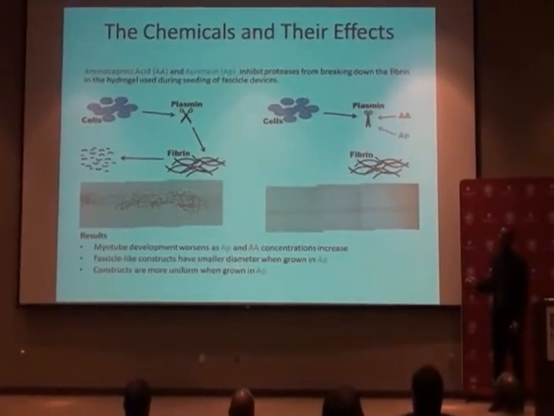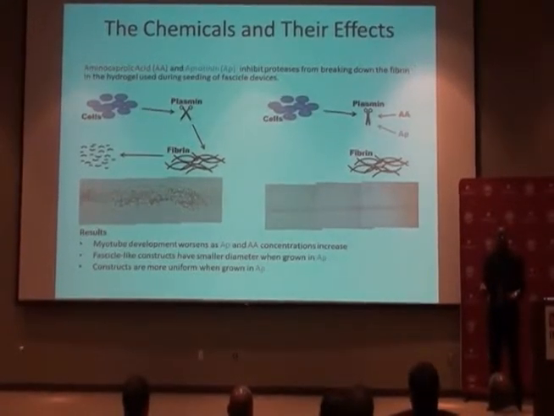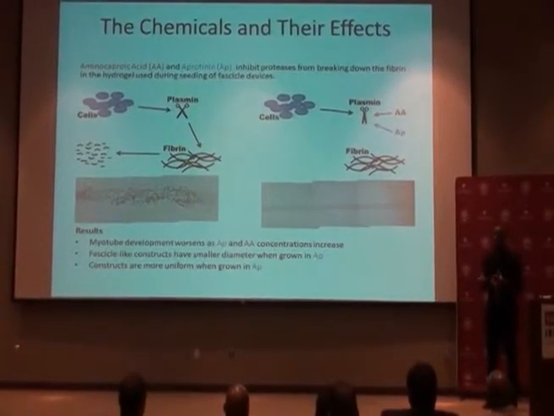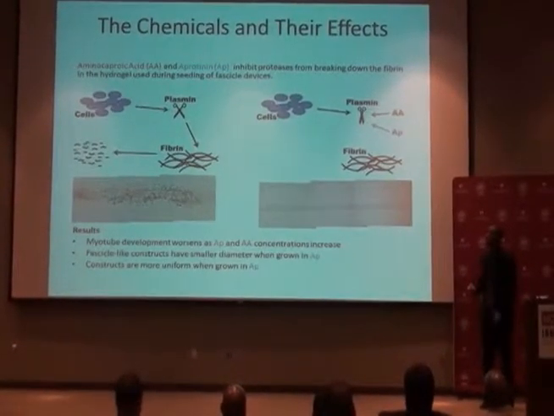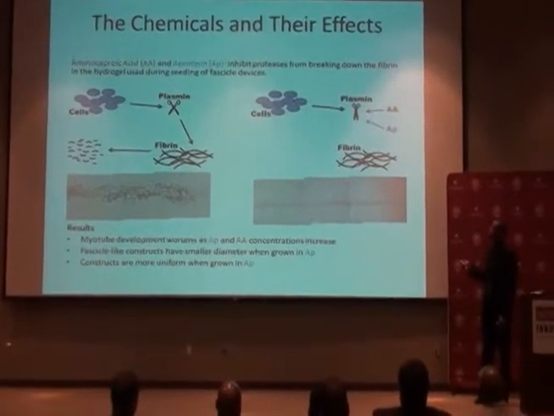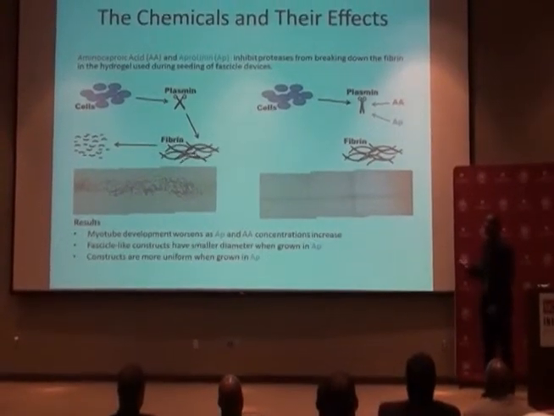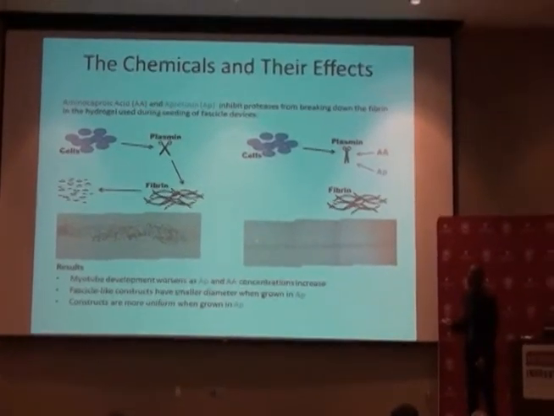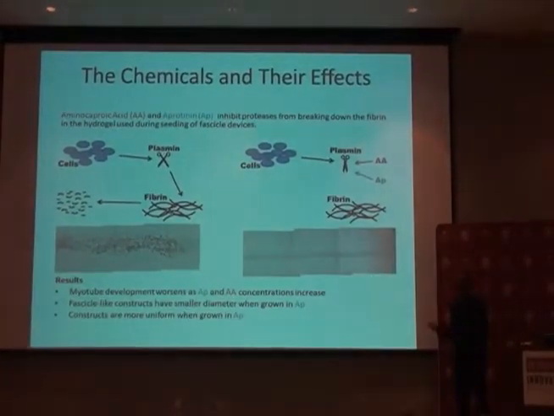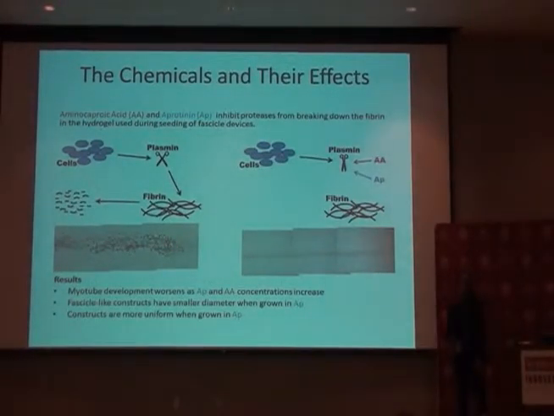Plasmin degrades fibrin. However, the cells need fibrin to form these fascicle-like constructs. The cells use the fibrin as a scaffold, sort of something to hold on to as they develop into myotubes. So, these chemicals actually block plasmin and leave the fibrin intact. When the fibrin is left intact, the cells can then use this fibrin to form these fascicle-like constructs. Without any anti-fibrinolytic chemical, these constructs will actually fall apart and look like this.